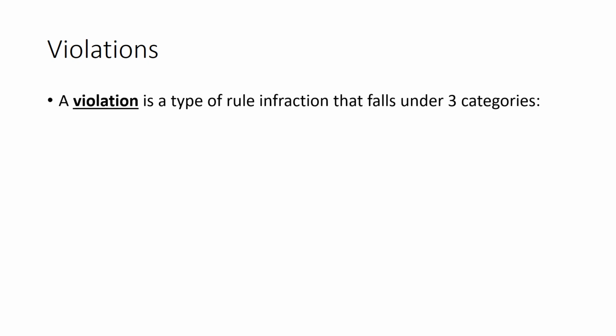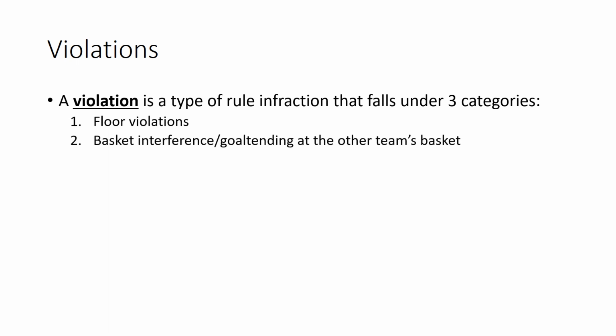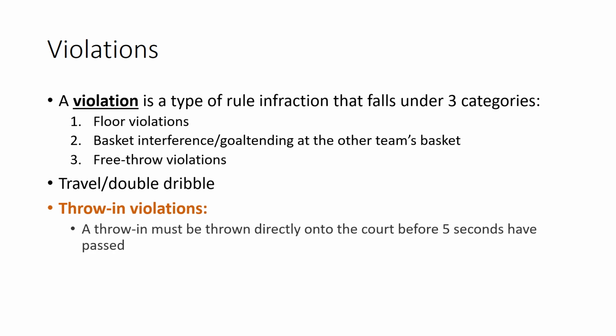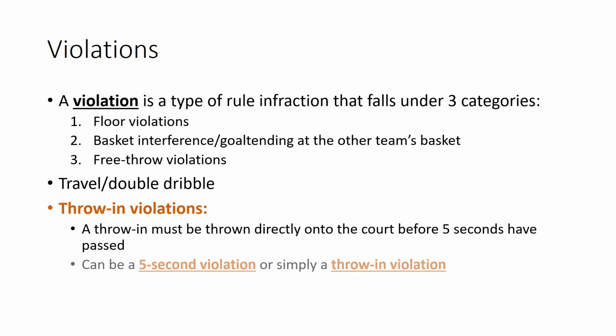We've looked at some fouls, now let's take a look at some violations. A violation is a type of rule infraction that falls under 3 categories: floor violations, basket interference or goaltending at the other team's basket, and free throw violations. We talked about travel and double dribble, 2 types of violations, already this week. Throw-in violations occur when you violate the rules of throw-ins. A throw-in must be thrown directly onto the court before 5 seconds have passed. This could be a 5-second violation or simply a throw-in violation.